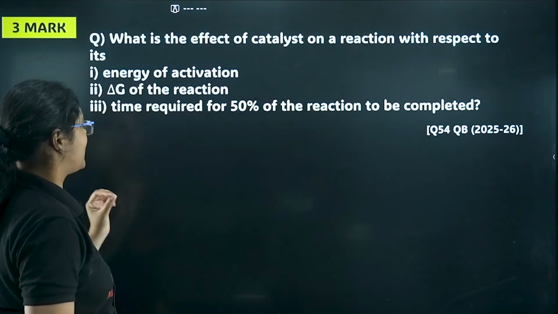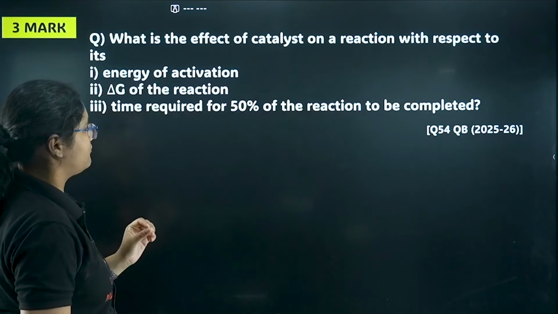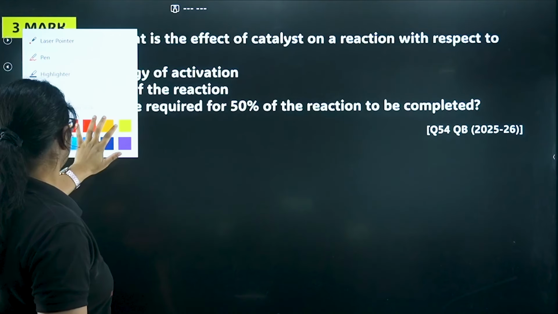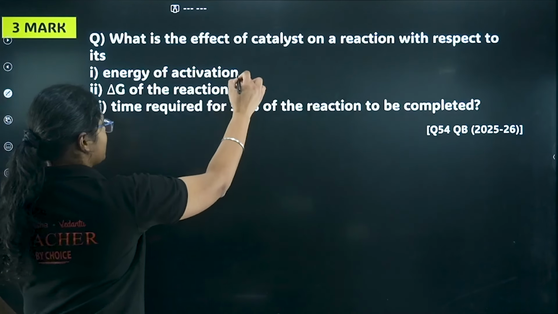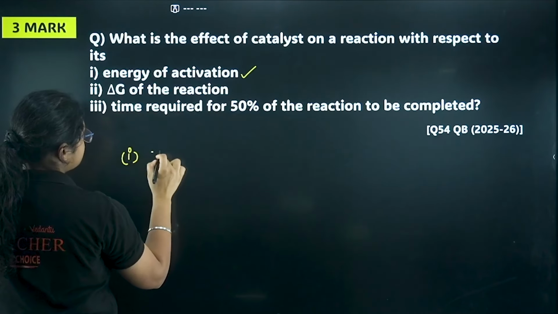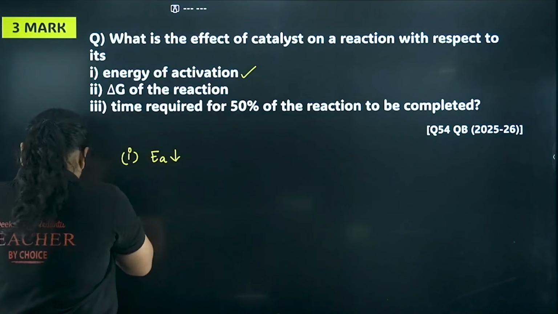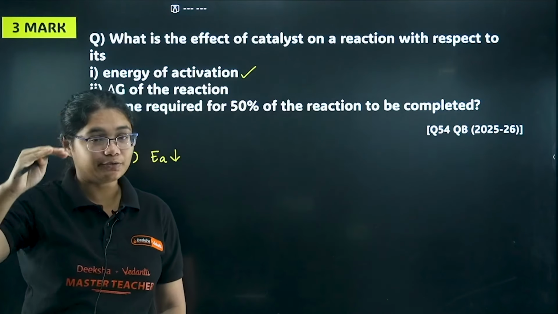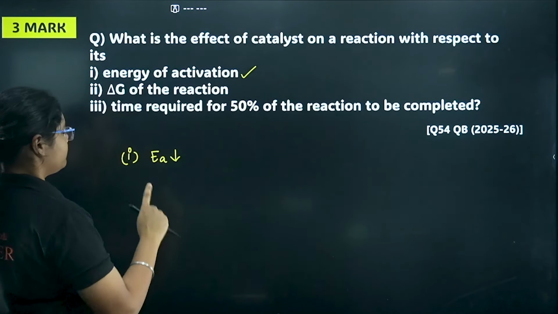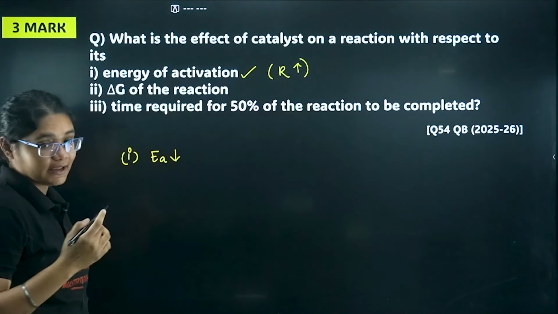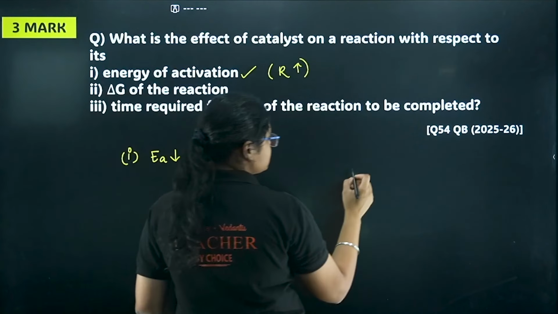Okay. Next, what is the effect of catalyst on a reaction with respect to the energy of activation, delta G of the reaction, and the time required for 50% of the reaction to be completed? Now see, the energy of activation, when a catalyst is used, what happens? EA, sorry, you have just seen the graph that for a catalyst the EA value is reduced. If the EA value is reduced, then the K value will increase. Why? See, what is the Arrhenius equation?